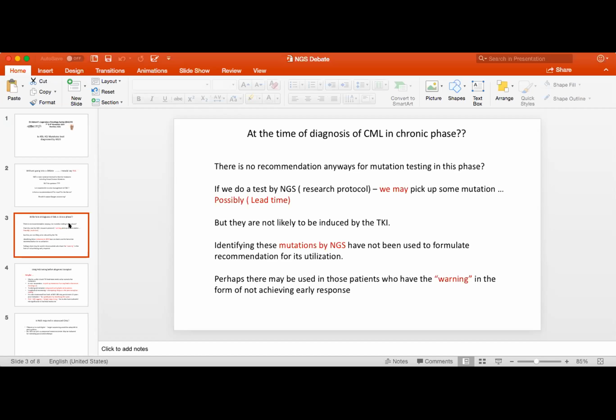Perhaps they may be used for those patients, as Manju did allude to, when there are warning signs, when there is not an optimum response. Earlier, we used the suboptimal response concept in CML. And when you have a warning sign, which is what is more used today, maybe yes, in those situations, if we do pick up a mutation, we can attribute the lack of response to that mutation and perhaps take evasive action. I would agree in that situation.